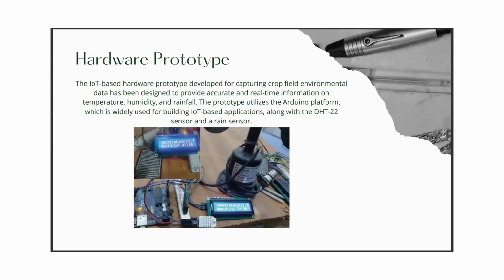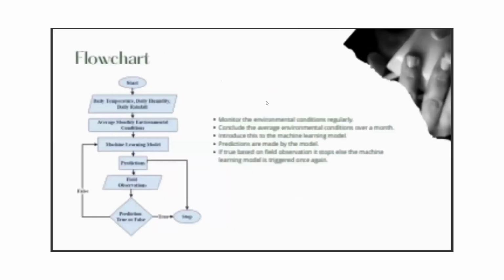Coming to the hardware prototype, scientists have made a device that can measure temperature, humidity, and rainfall in the crop fields in real time. This device is made using a platform called Arduino, which is commonly used for building IoT applications. This device uses two sensors, one to measure humidity and temperature, and another to measure how much rain falls in the field.